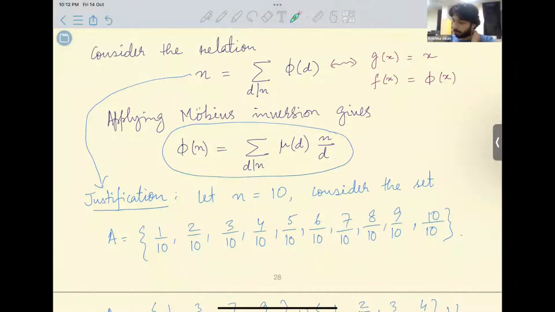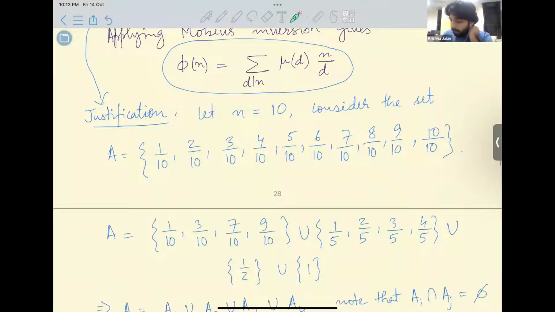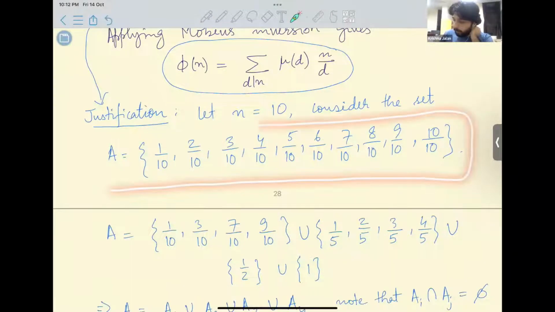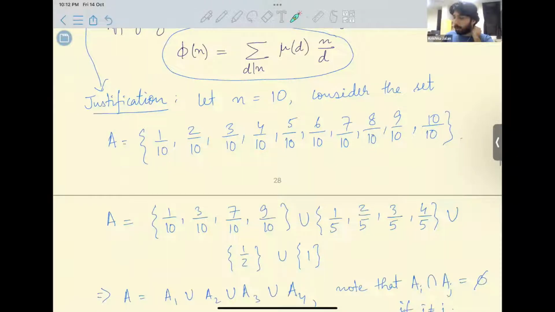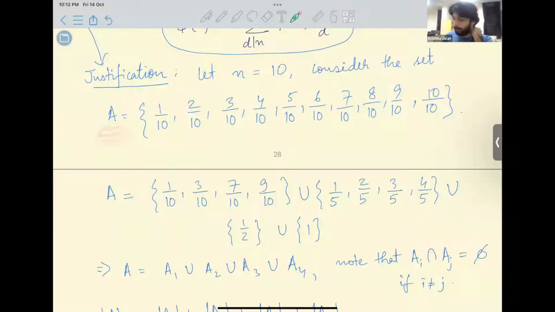Now I should justify why this holds. I'll do that for the case of n equal to 10, a simple case. Let me start with this set A of fractions in this form. I take the denominator always to be 10 and I write all the numbers up to 10 in this way. That I'm calling the collection, set A.